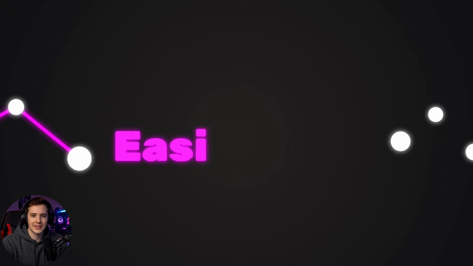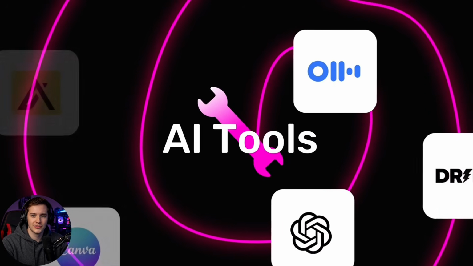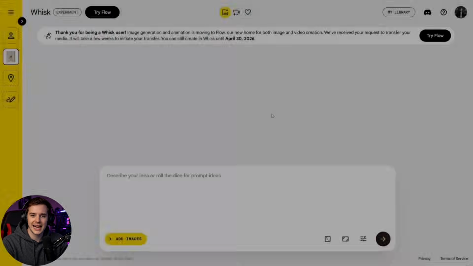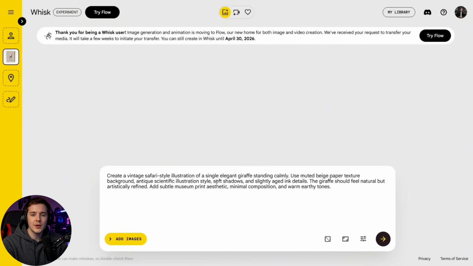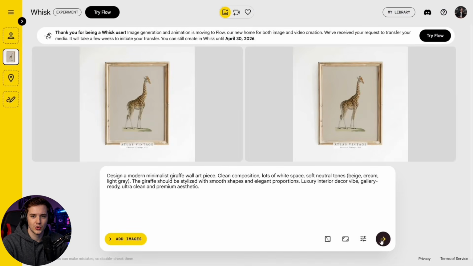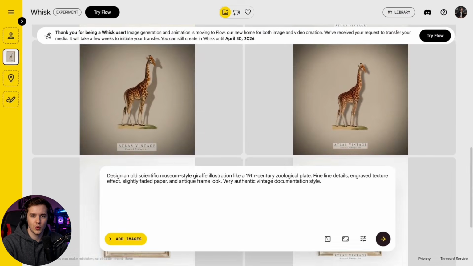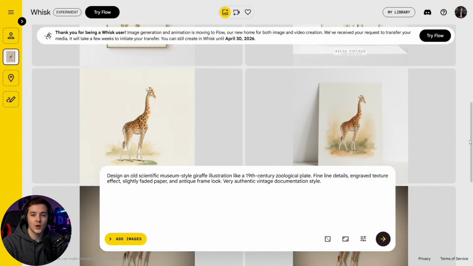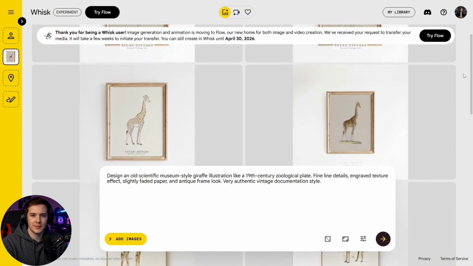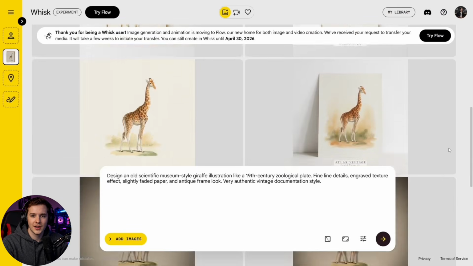And this is where things get even easier now. Instead of hiring designers or spending hours learning complicated tools, I can use AI to create my own version of this artwork. One of the tools I use for this is Nano Banana. With Nano Banana, I can generate completely original giraffe artwork in different styles. I can prompt it to create vintage safari-style giraffes, minimalist neutral giraffe art, abstract or modern giraffe designs, or even luxury-style prints. Within minutes, I now have multiple unique variations of a product that is already proven to sell. And this is important because I'm not guessing. I'm building inside a niche that already has demand.